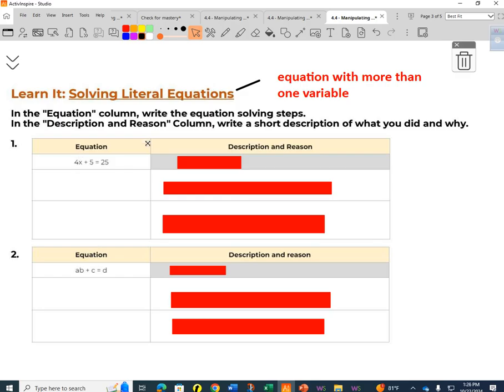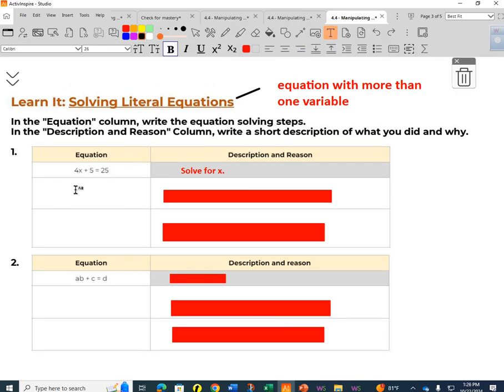If we're solving this equation, 4 times x plus 5 equals 25, the directions are for us to solve for x. What do we have to do to solve for x? We do have to isolate the variable, so what's the first step? Subtract 5 from both sides. That's exactly right.